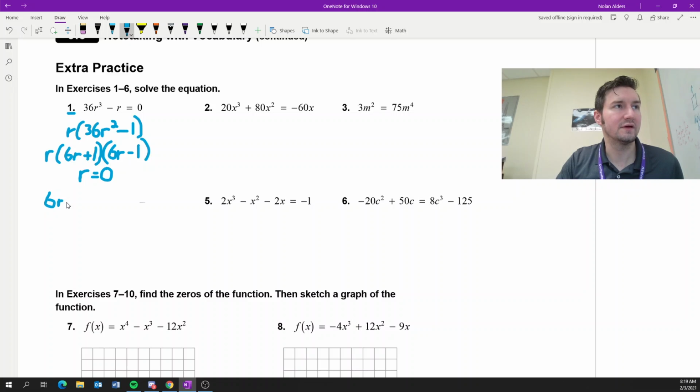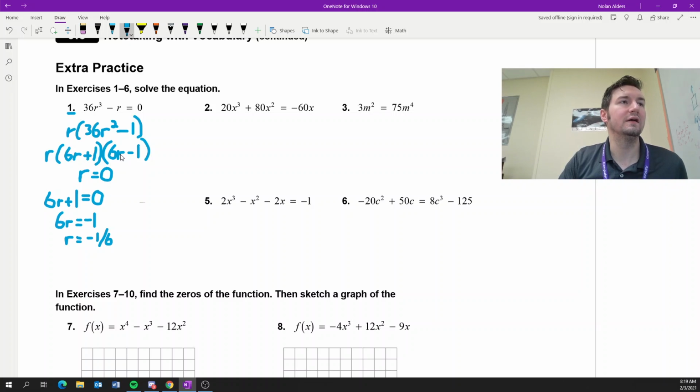So we can solve that. 6r plus 1 has to equal 0. So if we solve this, we can subtract the 1 and then divide by 6. So r equals negative 1/6. And if we do a similar thing with 6r minus 1, then we'll get 1 over 6. So we'll have negative 1 over 6 and positive 1 over 6. So we just take each of these factors, set it equal to 0, and that's how we get our answers.